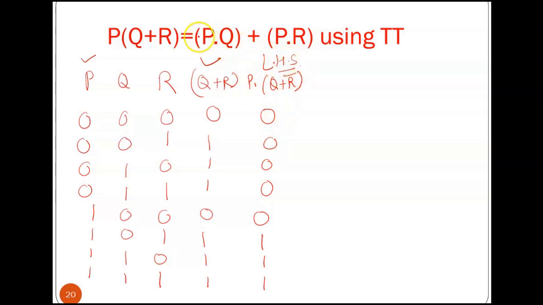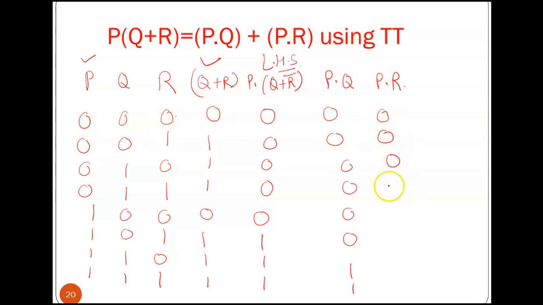Now moving to the right hand side part, we are starting with P dot Q. Again dot is there, so if both of the inputs are true, the output will be true only. So here we have 0, then 0, 0, 0, 0, 0, and the last two are 1. Then we have P dot R. So P with R. Again the same thing, if both of the inputs are true. So 0, 0, 0, 0, 1, 0, 0, 0, 0, 0, 1, 0, then 1, 0, 0, then 1, 1, 1, 1, 0, 0, and then 1, 1, 1.